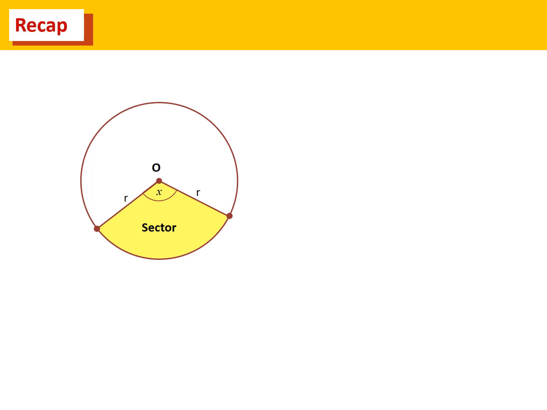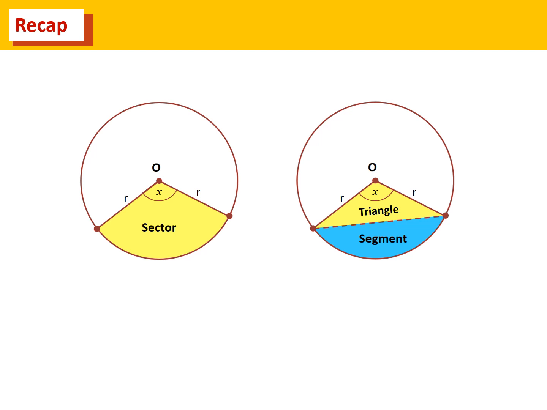Here's the recap then. That's a sector, it's the area between two radii. That can be split up into a triangle and a segment, and it's the area of that blue segment that we want. And I think we can see that that segment area would be this sector area, the yellow sector area, minus that yellow triangle area. That would leave the blue segment area.